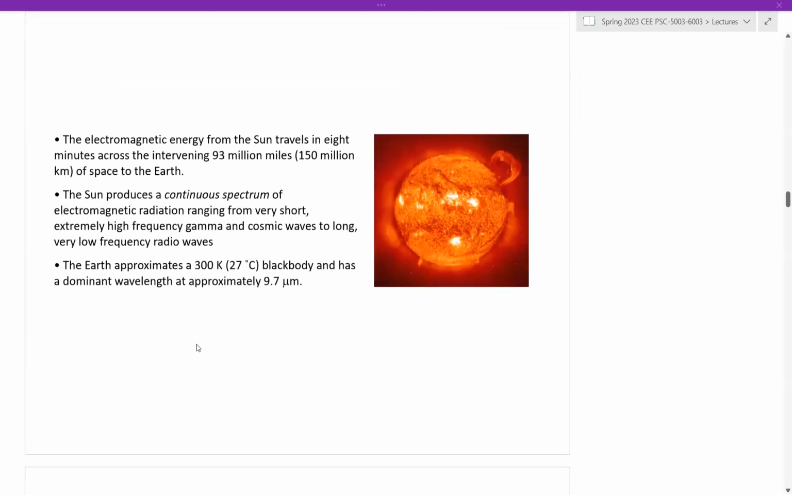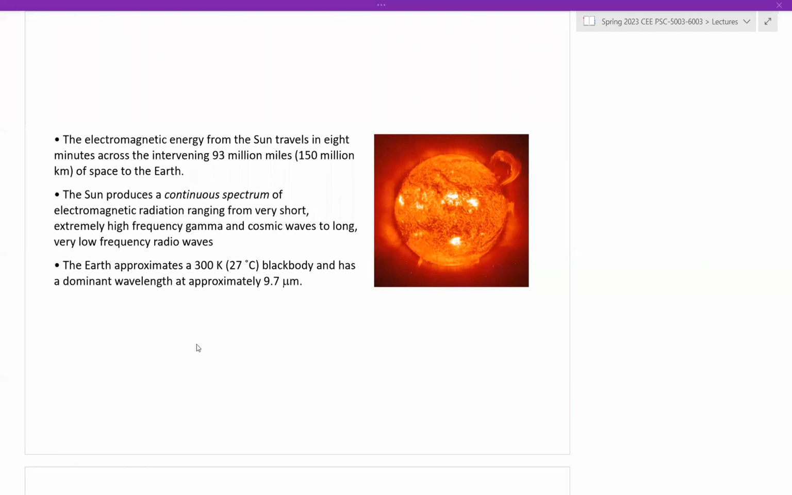So why does the sun produce all this light spectrum from gamma rays to radio, and why doesn't our planet produce that? It's all about temperature. Our bodies, any object here in the classroom and everywhere, have a temperature above absolute zero. And the scale that is used to determine the absolute zero is kelvins.